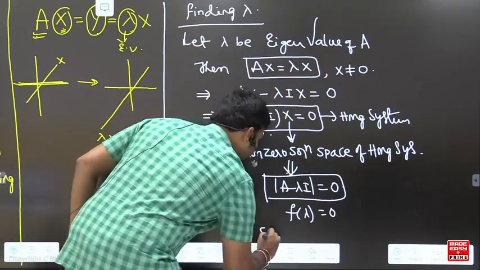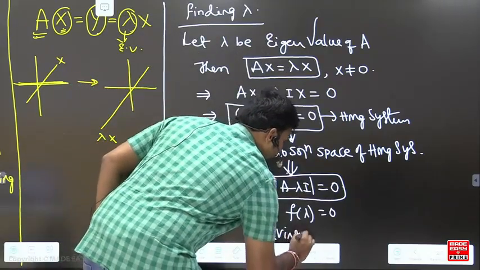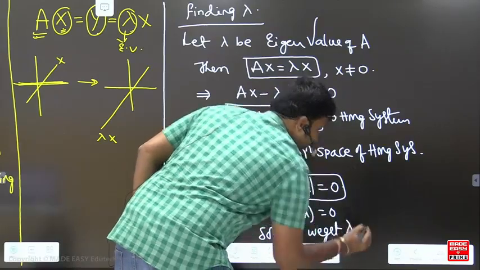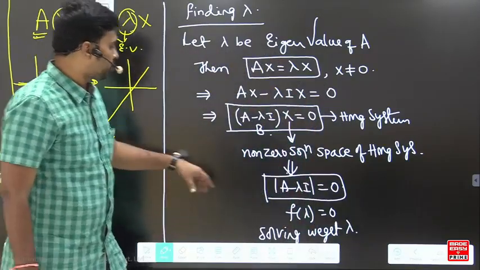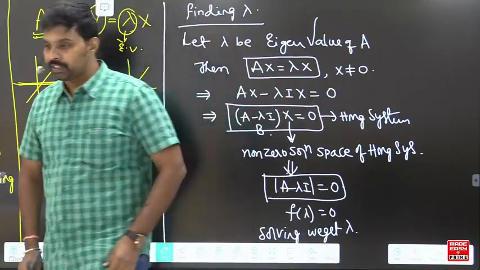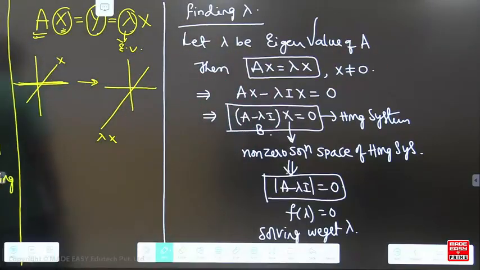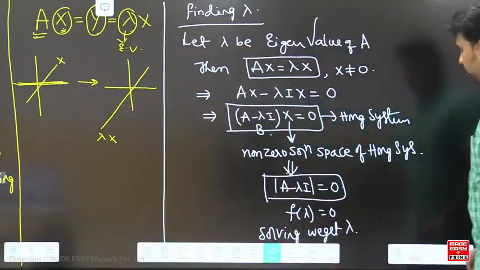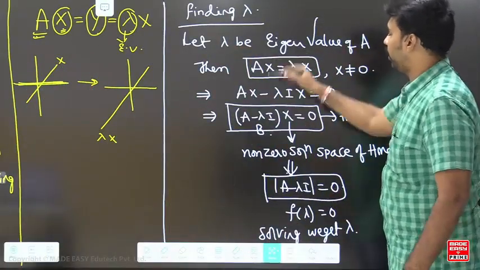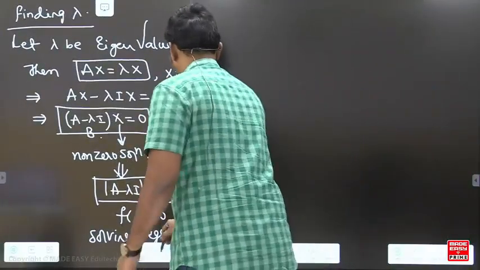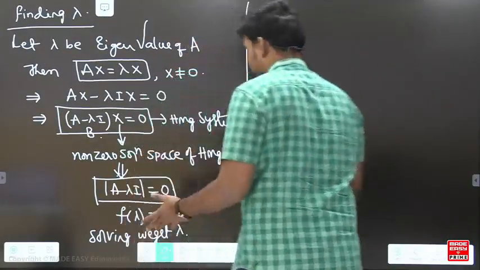Now solving this equation, we get the lambda, where this lambda is the eigenvalue of A. Okay, fine. So this is how we will be finding the eigenvalues of a given matrix.